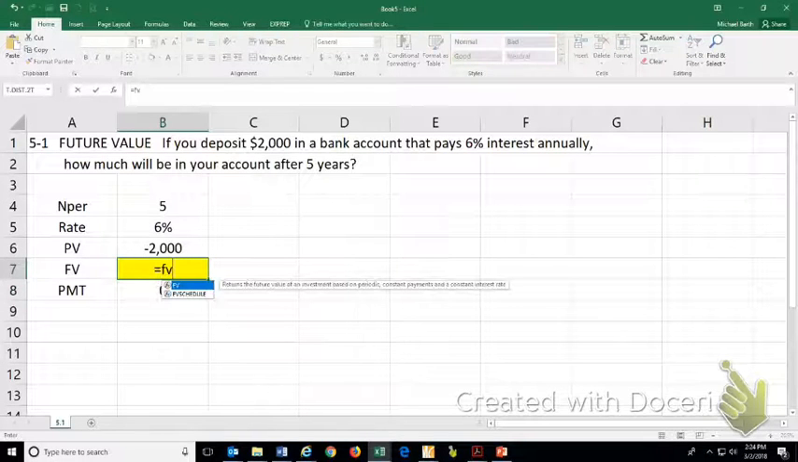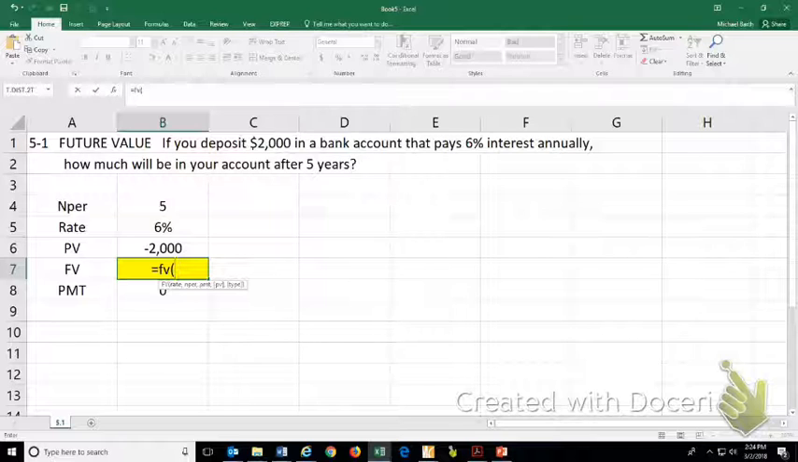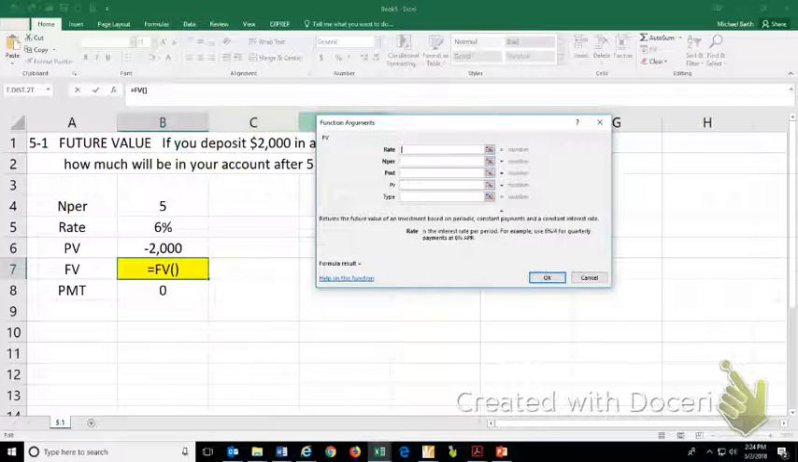If you want to solve, if you type in equals FV open parens, that's the future value function, you could follow along under here with the Excel help guide. I prefer to click on the FX button and then enter stuff into the table.